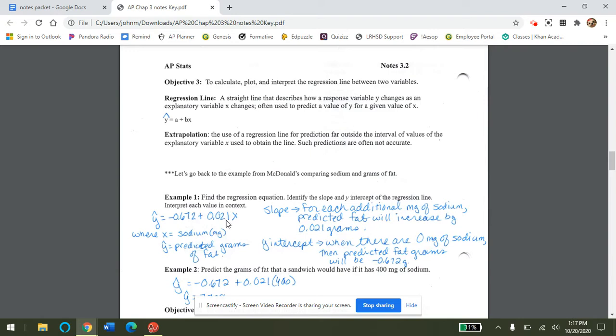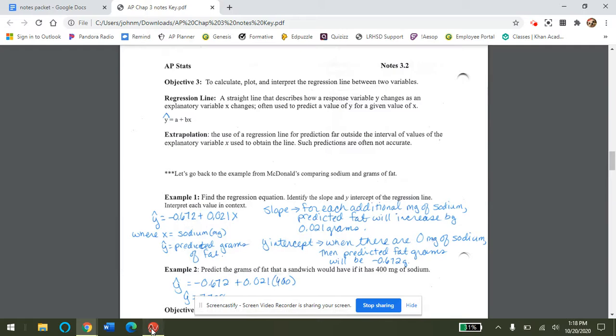Your y-intercept is where your line crosses the y-axis. It's when x is 0. Well, our x is sodium. So when you have 0 milligrams of sodium, your predicted fat grams are going to be negative 0.672. Now that's impossible, right? It's impossible because you can't have negative grams of fat. But it's our best prediction based on the graph that we have.